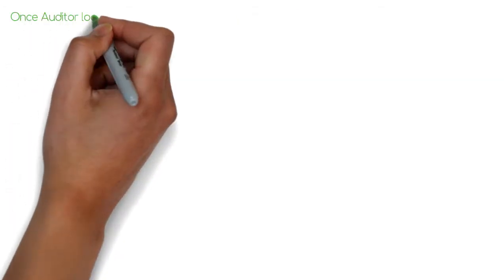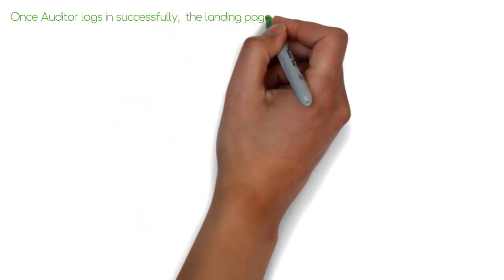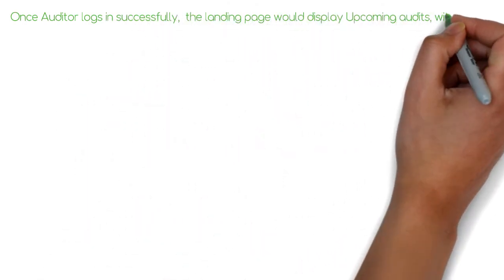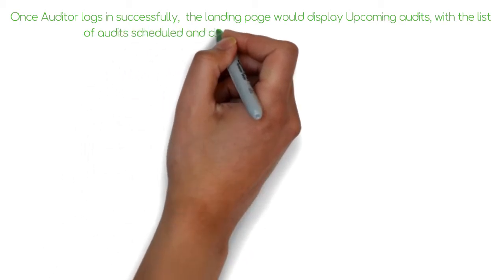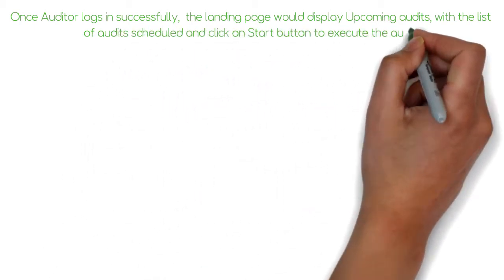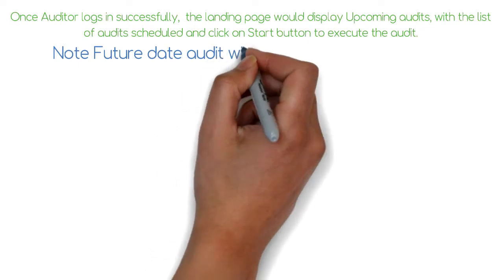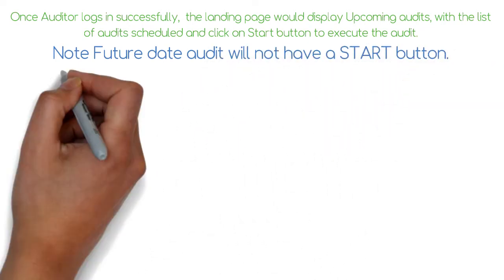Once the auditor logs in successfully, the landing page will display upcoming audits with the list of audits scheduled. Click on the Start button to execute the audit. Note, a future date audit will not have a Start button.